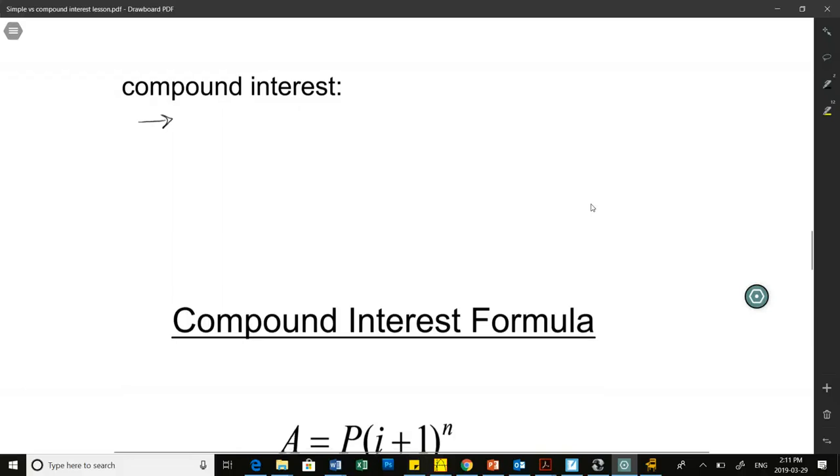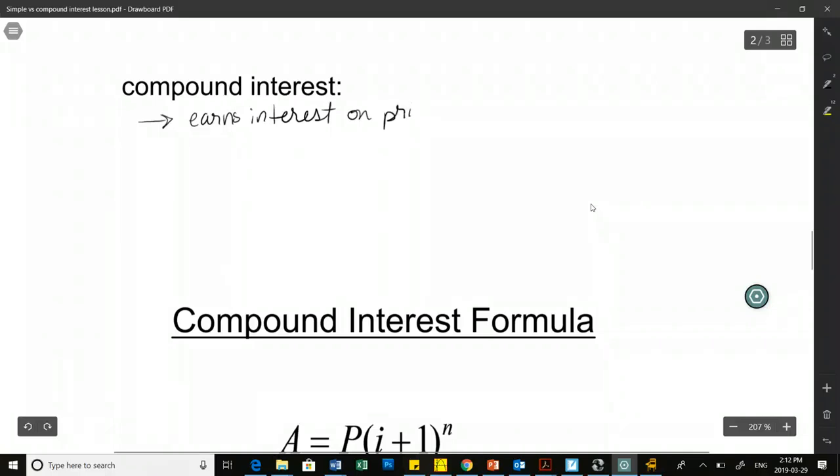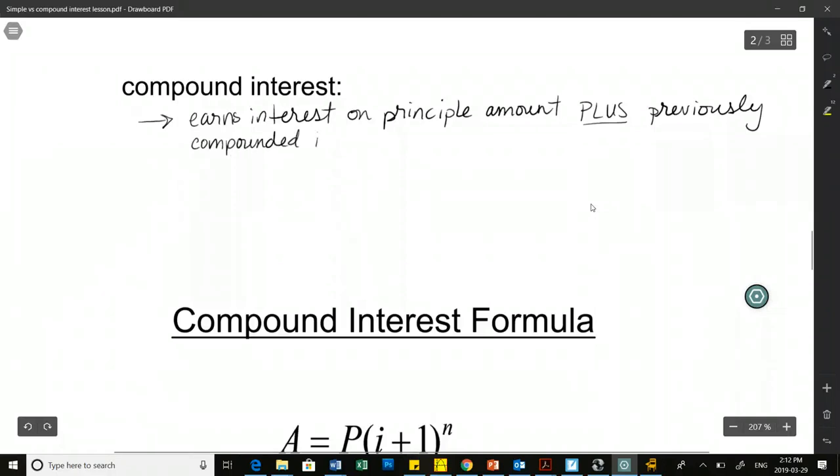All right, moving forward. Compound interest. The differences here are that with compound interest, you get to earn interest on previously earned interest as well as the principal amount. As a little side note, when I say the word compounded, I mean that's when the interest gets added to the principal amount.